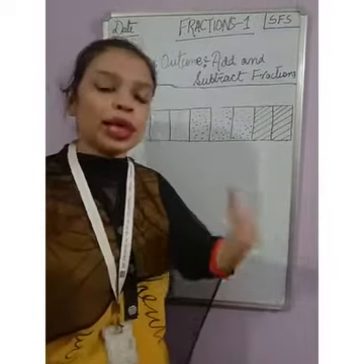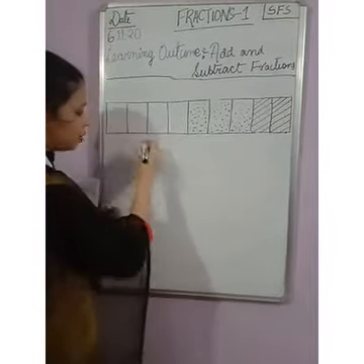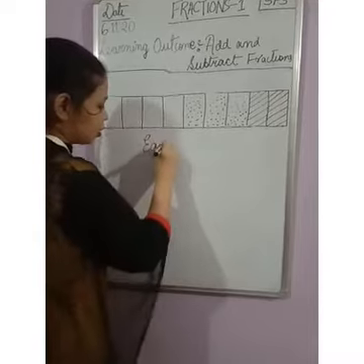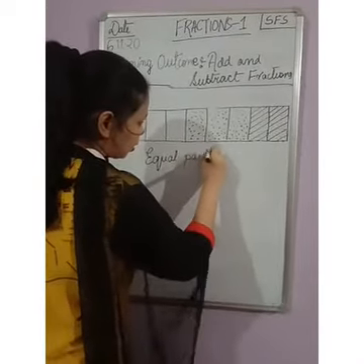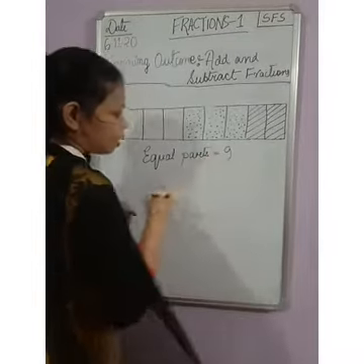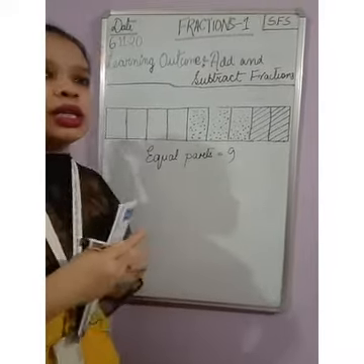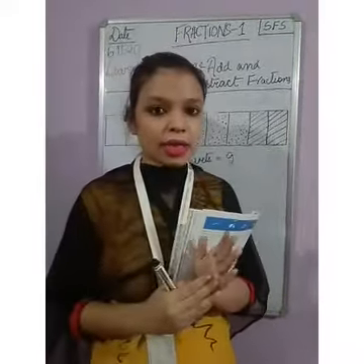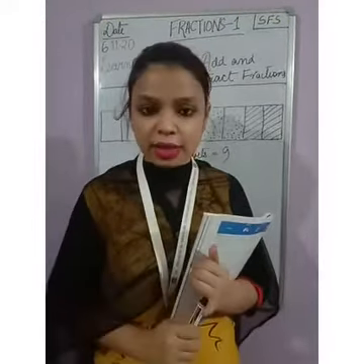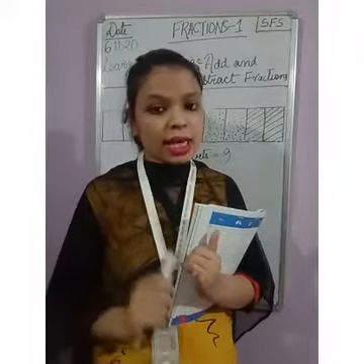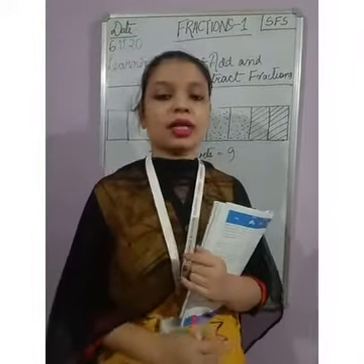Okay, so how many equal parts? Equal parts I can write equals to 9. Now I have to find the total number of parts out of the rectangular bar, out of the 9 equal parts, which are shaded, which is dotted and unshaded. Okay, so let me find out.